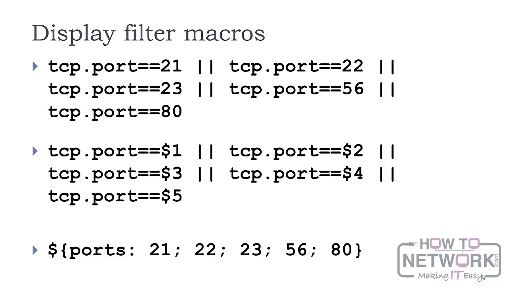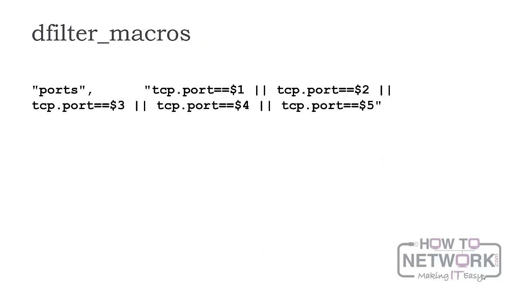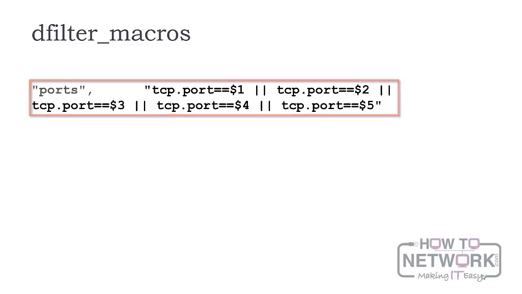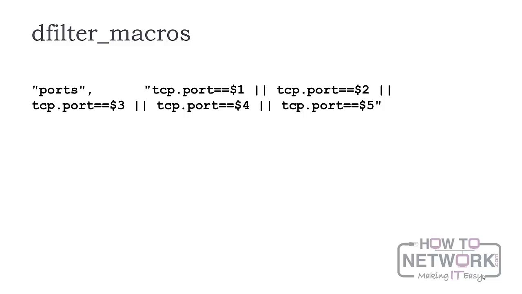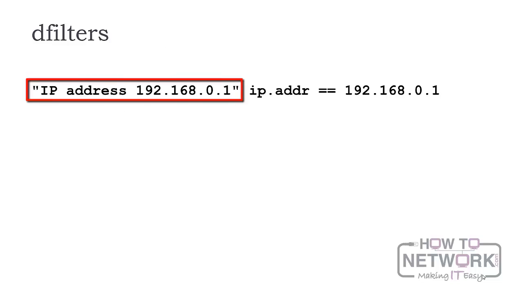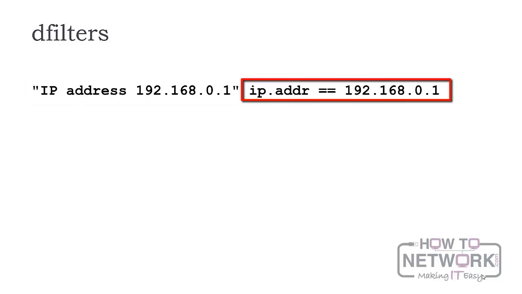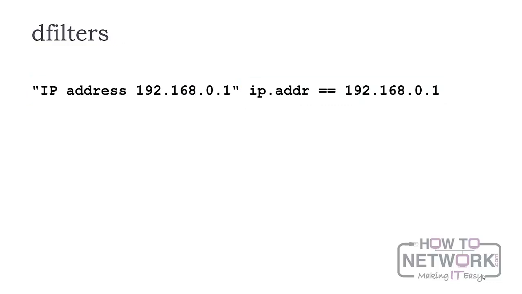All the macros are saved in the personal configuration folder in the file dfilter_macros. In the following format, quoted macro name, comma, and quoted macro filter string. The saved display filters are stored in dfilters, and they are written in this format: quoted filter name and unquoted filter string. Remember that all the configuration files in Wireshark must end with an empty line, otherwise the last line won't be read.